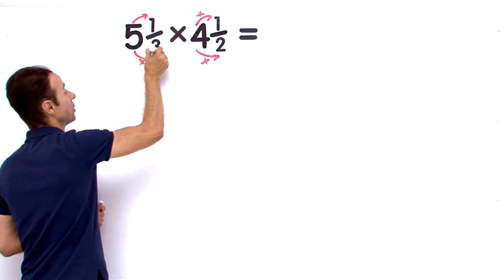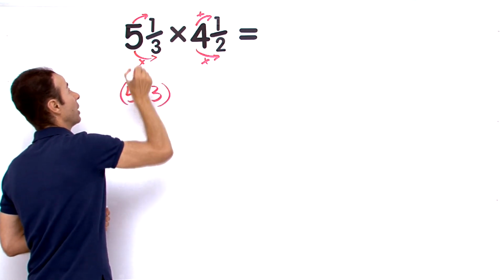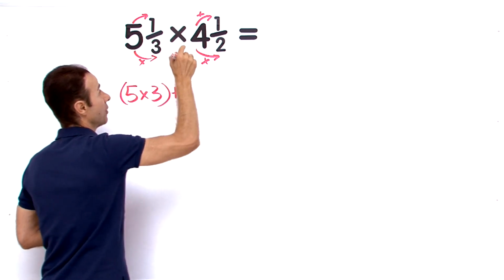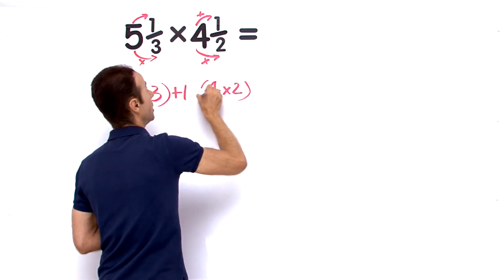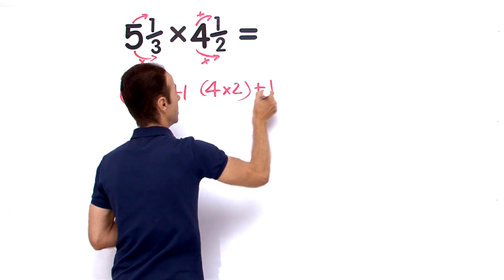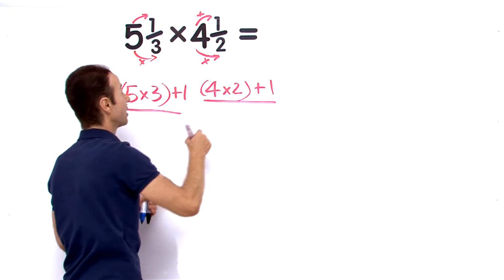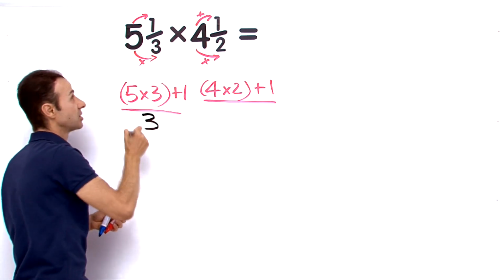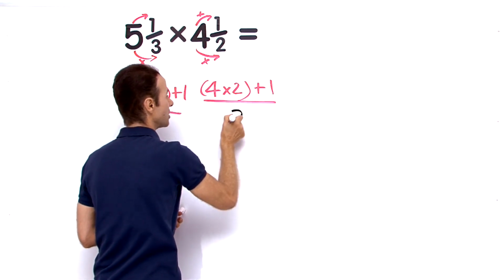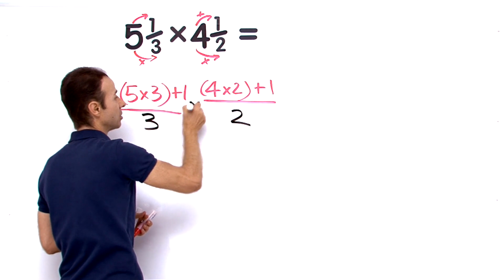So what's that going to be? 5 times 3, and then we add the numerator plus 1. And over here, 4 times 2 plus 1, the numerator, all over what? Well, the denominators stay the same, don't they? So the denominator there is 3, so it stays as 3. It's unchanged. And the denominator 2 stays the same. That multiplication sign, drag and drop it right there in the middle.